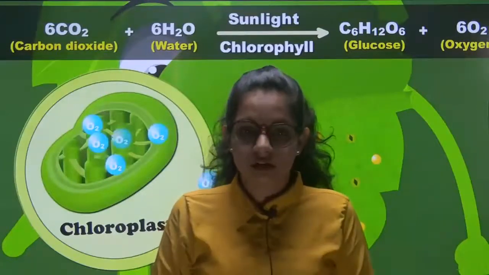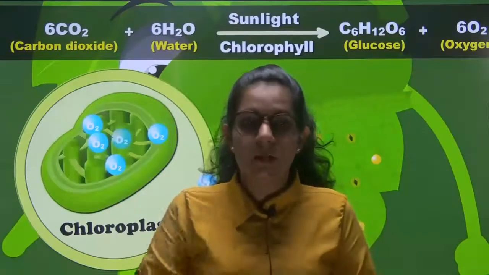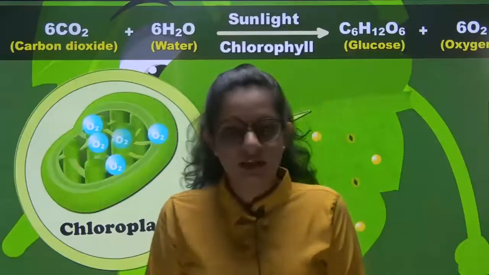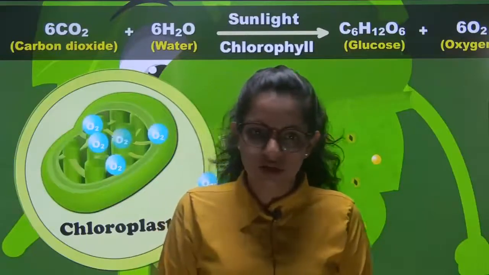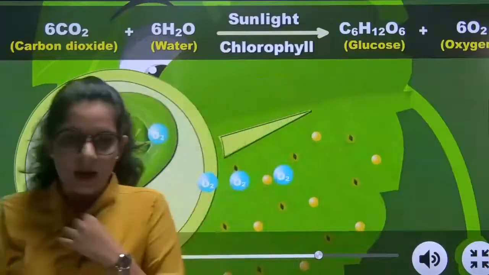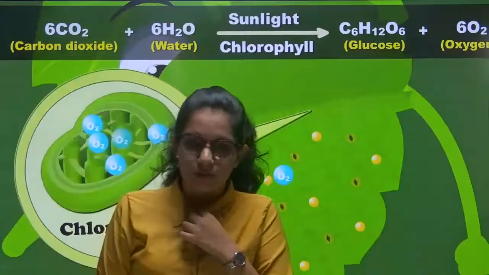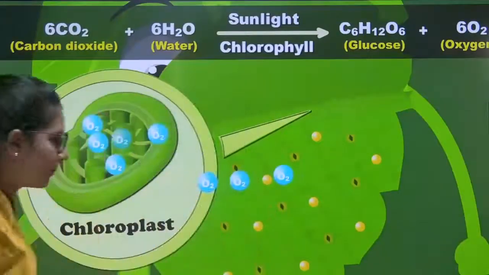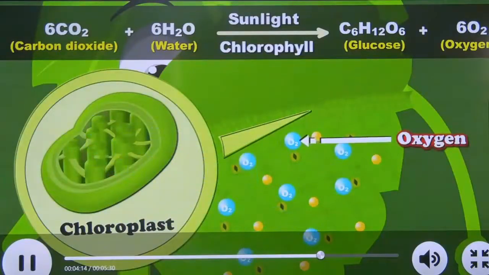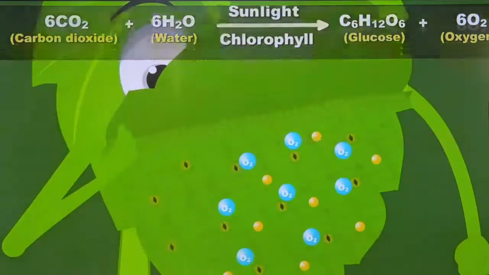Plants give us oxygen, yes or no? Plants give us oxygen, yes or no? Yes, they do give us oxygen. And from where are they providing us the oxygen? By the process of photosynthesis, okay? So just complete this video. It is almost completed. Let's complete this video and then we will move on to the next topic.